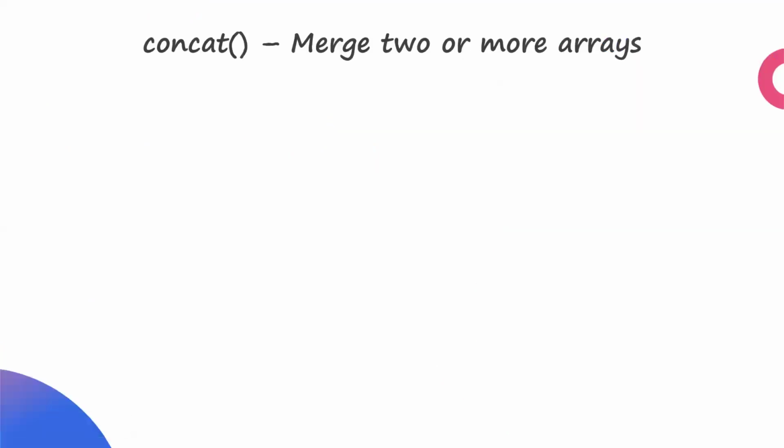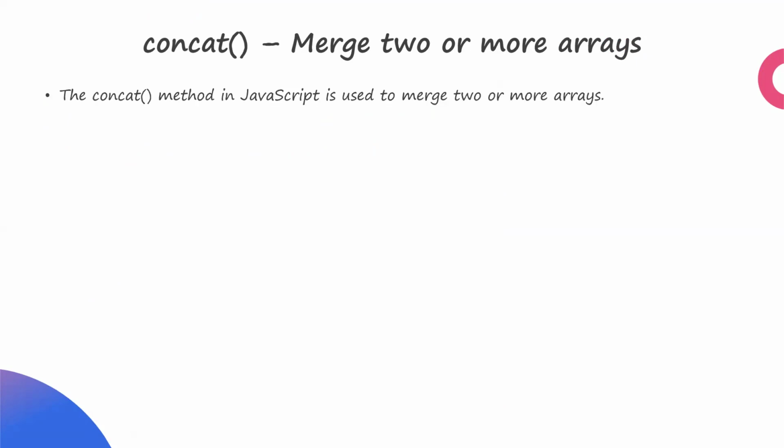So the first one we'll take a look at is the concat method. The concat method merges two or more arrays. So if you have two arrays and you want to make them one, you can just use the concat method, and it will become one array. The concat method in JavaScript is used to merge two or more arrays. It does not modify the original arrays, but it returns a new array. Those original arrays will still be what they were before the concatenation.